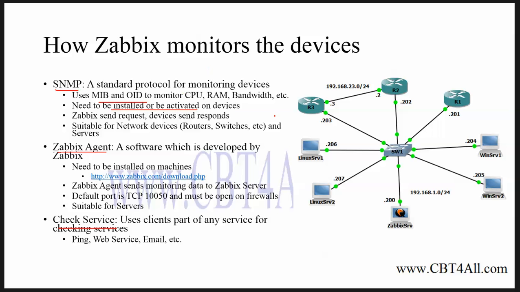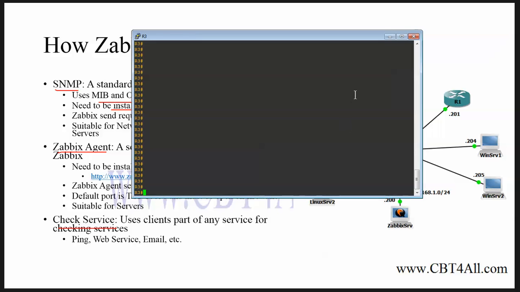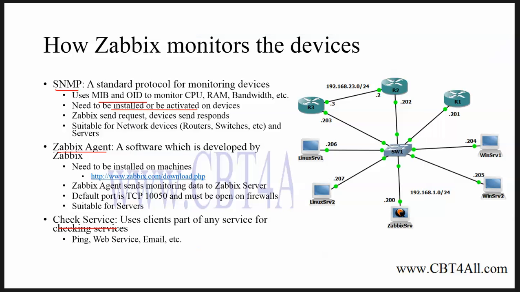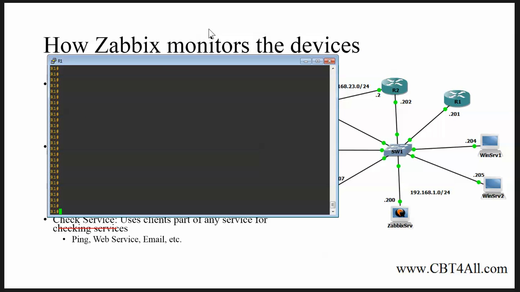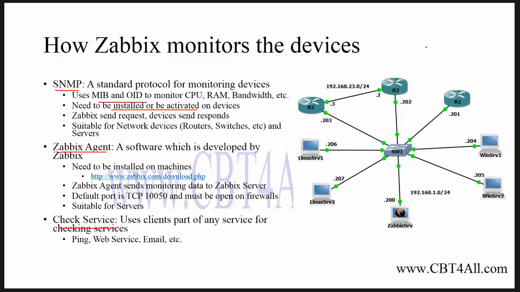For example, I want to monitor R1. This is my Zabbix server, and the Zabbix server is responsible for monitoring R1. So by SNMP, it means I have to install SNMP on R1.